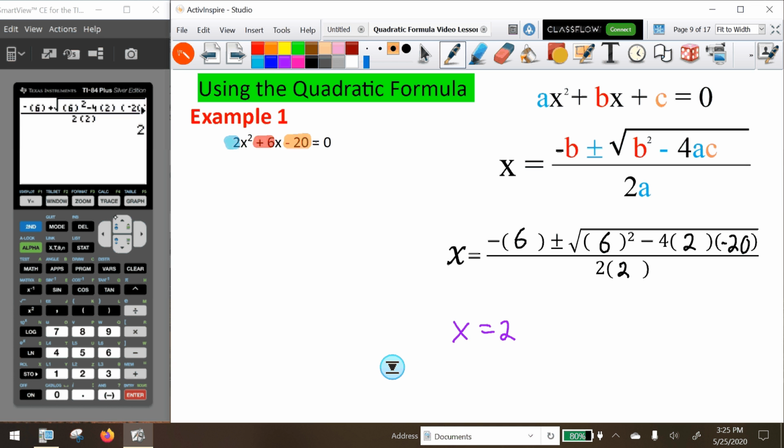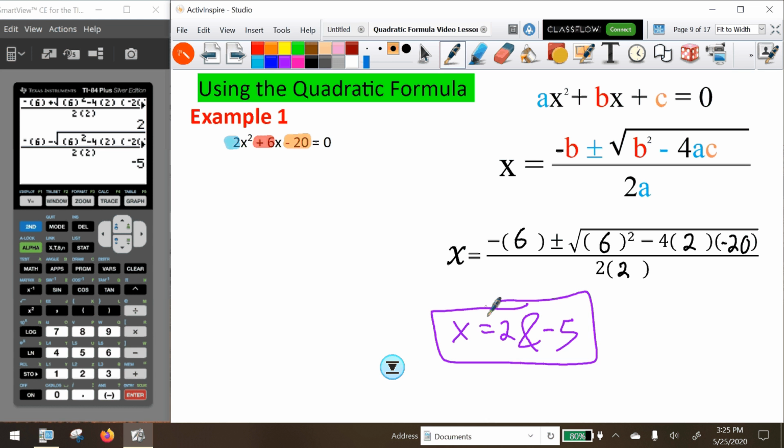And now I'm just going to go up to that previous entry and change that plus sign to a minus sign. It was plus or minus the square root, so now we're going to do minus the square root. So all I did was change that to a minus sign and get my other answer, -5. And that should be no surprise because we already saw that the 2 answers to this question were 2 and -5. All right, let's do another quadratic formula problem.